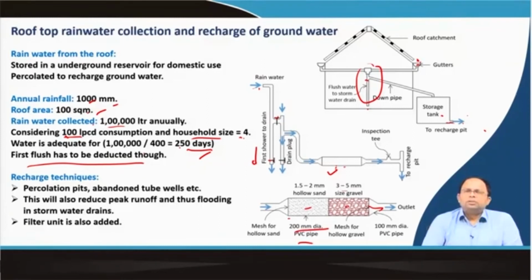In addition to use of the water, we can of course recharge the groundwater using this particular system, where we use percolation pits, abandoned tube wells and so on to do the recharge. And as you know, if we do that locally, then it will reduce the peak runoff, and thus flooding in stormwater drains would also reduce. And we can also add a filter unit, as we have discussed.